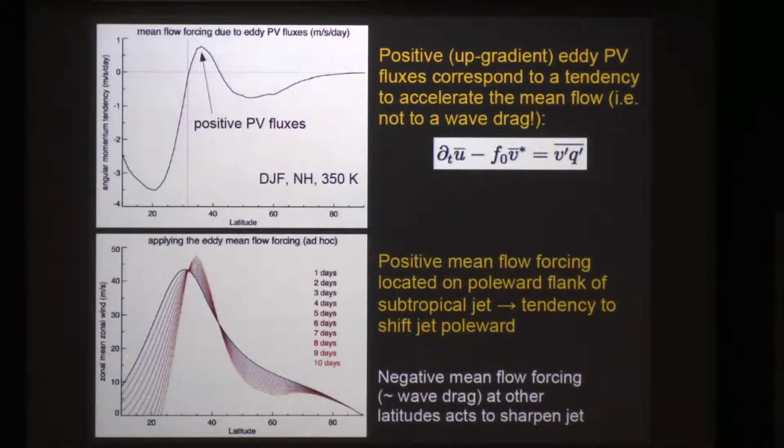And as you apply this over time, what happens is that they're slightly poleward of the jet maximum. So what you do is you shift the jet poleward, but at the same time that you're doing that, you're also sharpening the jet. The final result after 10 days here is a much sharper and poleward shifted jet. So there's a really important tendency that's coming from these positive PV fluxes.